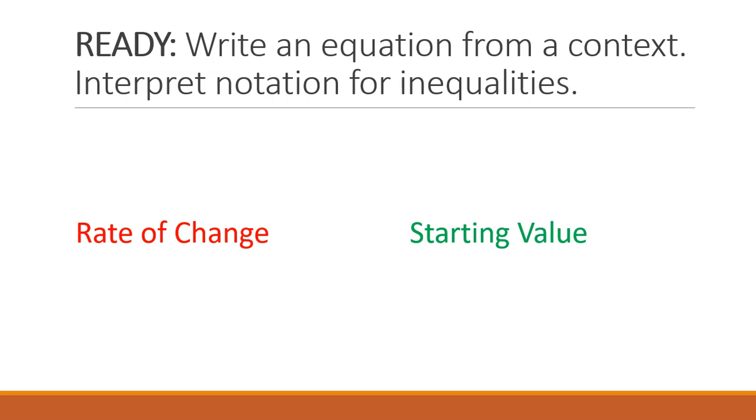our equation. Remember that slope-intercept form is written as y equals mx plus b, where m is the rate of change, which shows us the slope on a graph of the context, and b is our starting value, which shows up as the y-intercept on a graph.